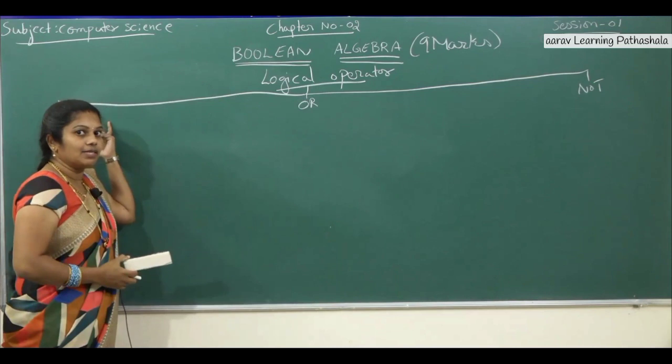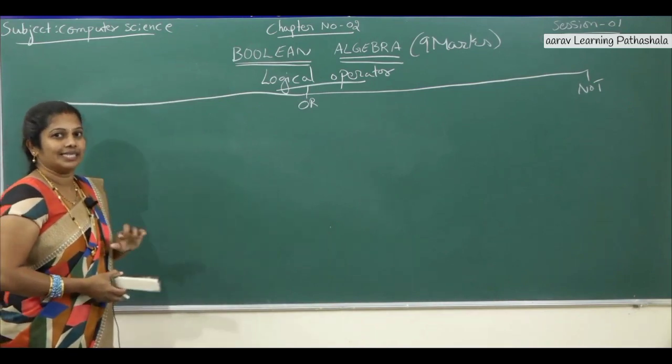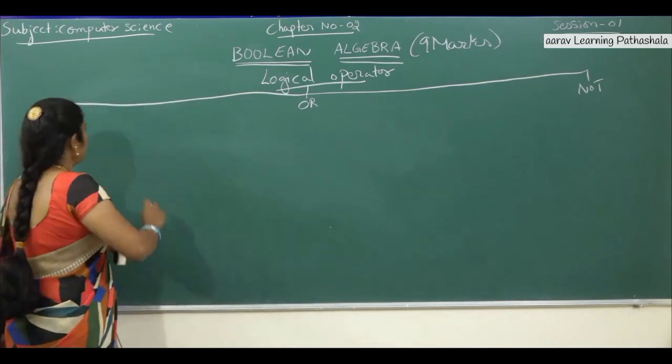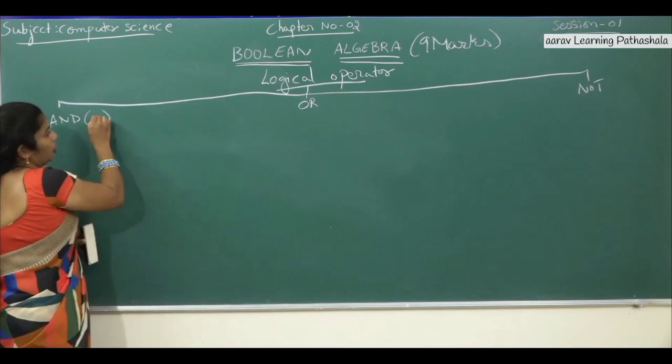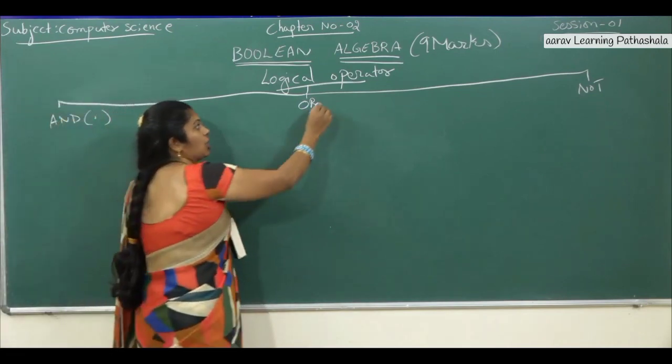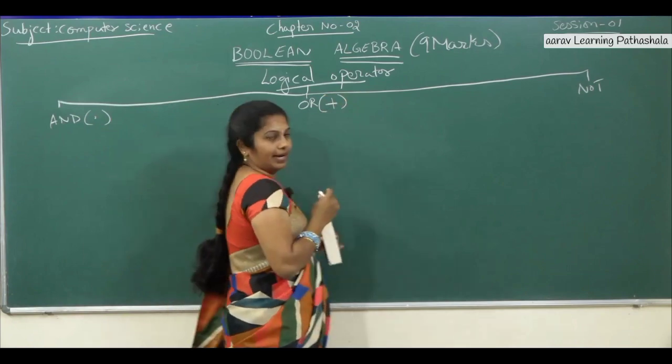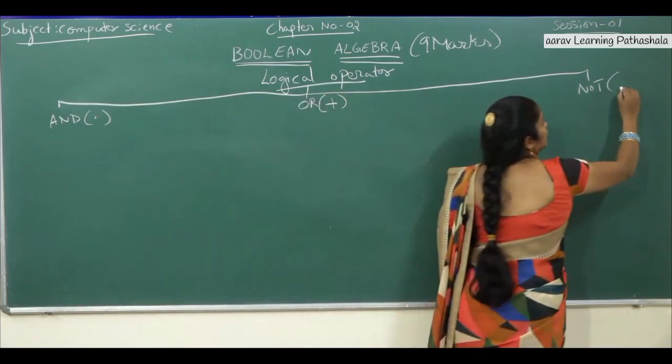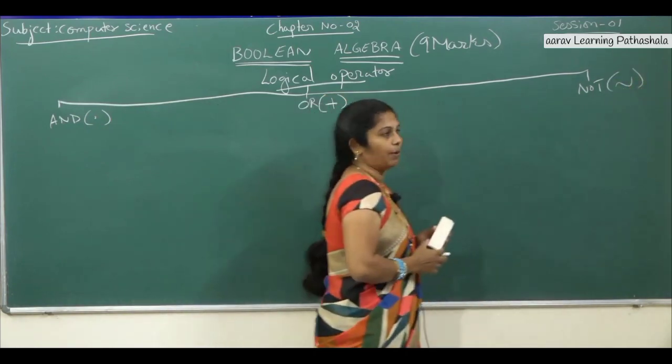For AND, in the previous class on the logic gates chapter, I told you the symbol. We use the dot operator to represent AND. For OR, we use the plus operator. For NOT, we use the negation or inverter operator.